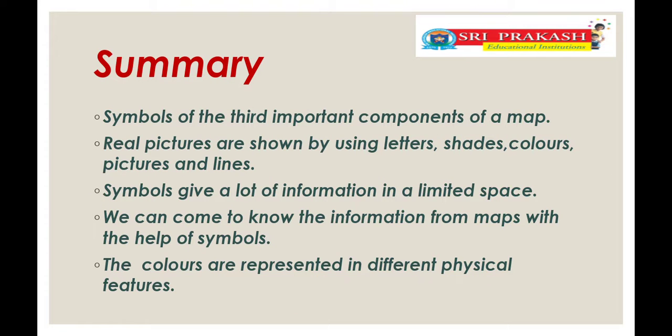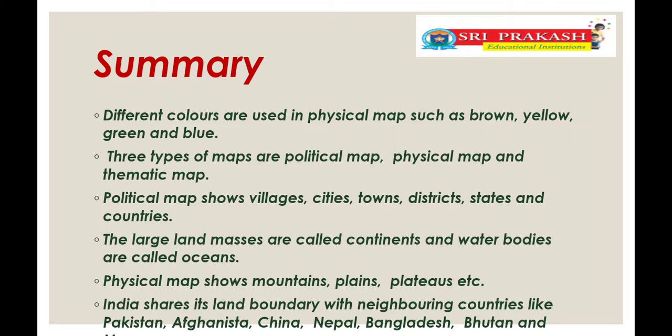Symbols are the important components of a map. Real pictures are shown by using letters, shades, colors, pictures, and lines. Symbols give you a lot of information in a limited space. We can come to know the information from maps with the help of symbols. The colors are represented in the physical map. Different colors are used in physical maps such as brown, yellow, green, blue.